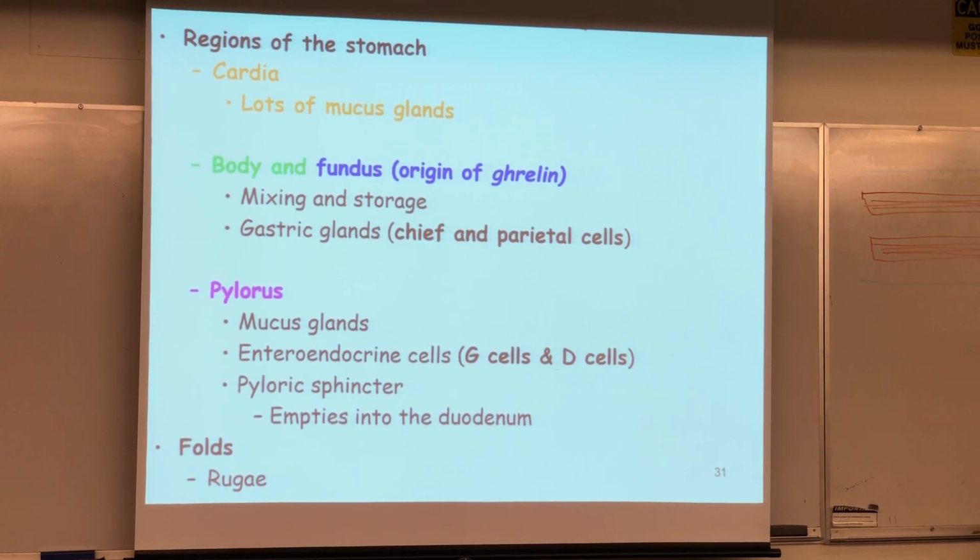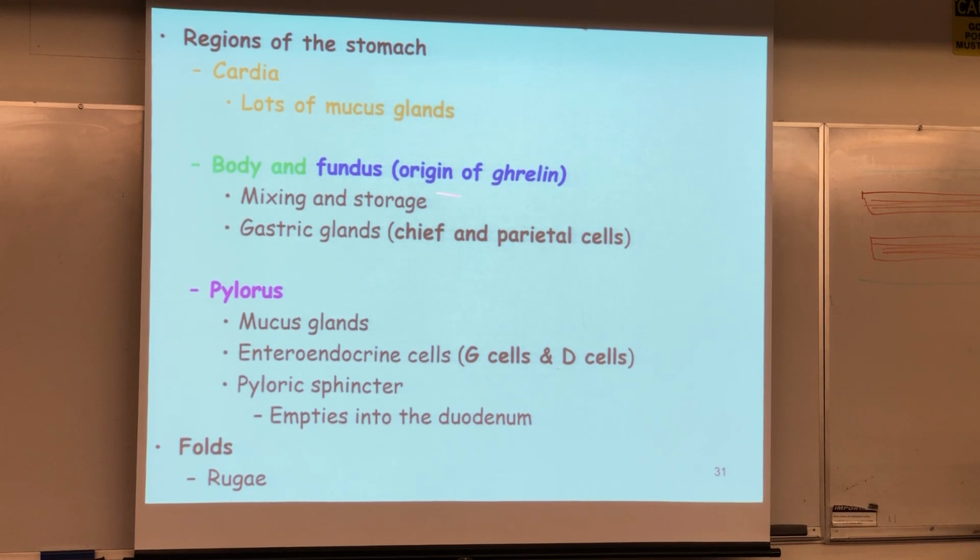What part of the stomach produces ghrelin? The body. I may have said body. What color is the word ghrelin? Okay. Sometimes the obvious isn't so obvious. That's why I try and help you guys. It's color coded, right? The fundus is the origin of it, now you know where it comes from.